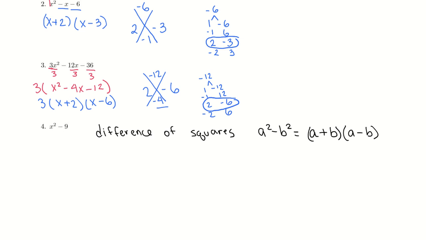So I'm going to think about what's the square root of x squared, and I get that that is x. And what's the square root of 9? I get that b is 3. So then in this pattern, we're going to write a plus b, a minus b. So the factored form is x plus 3 times x minus 3.